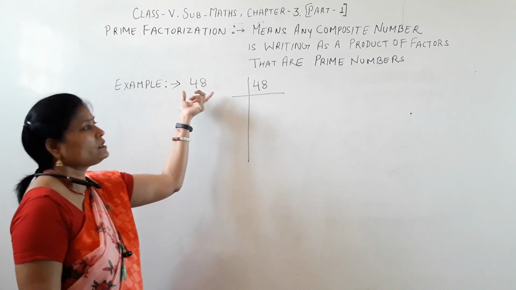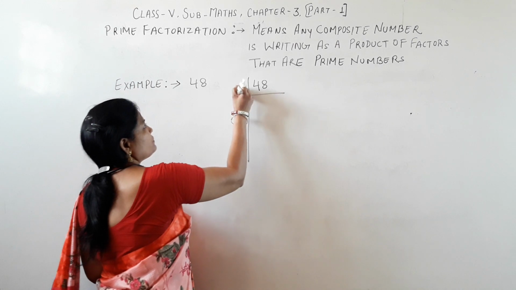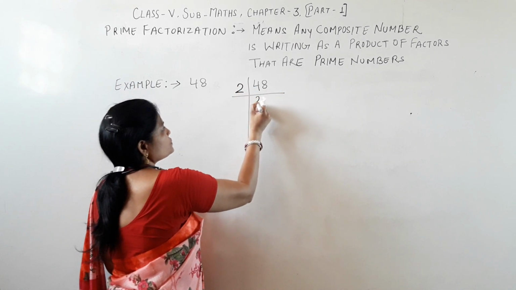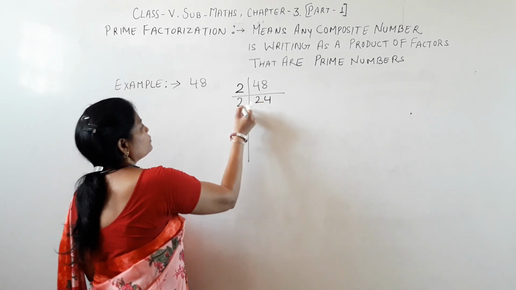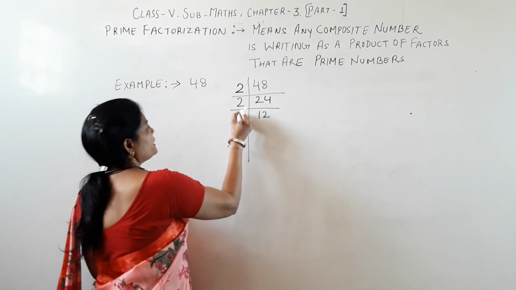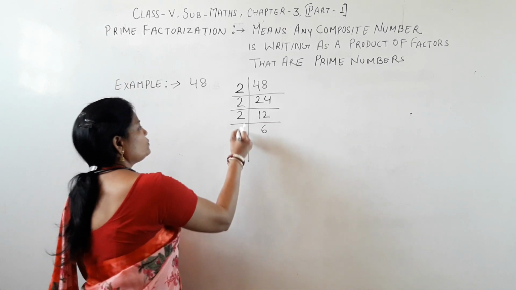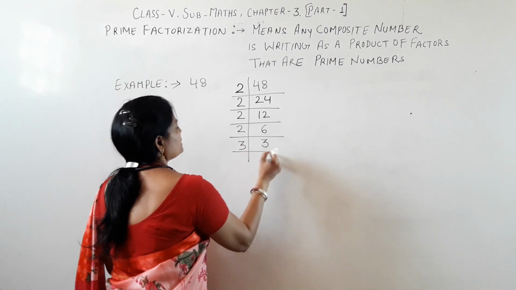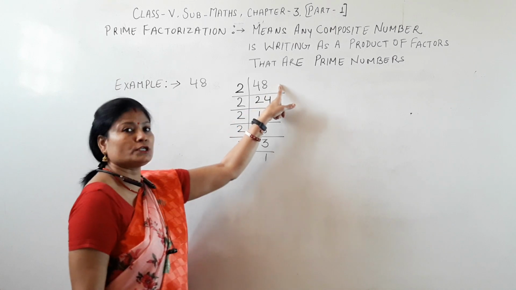If 48 is divided by 2, 2 is a prime number, so we will start with 2. If we divide 48 by 2, it goes 24 times, so 24 2s are 48. Again by 2, it goes 12 times. 12 2s are 24. Again by 2, it goes 6 times. Now 6, again 2: 2 3s are 6 and 3 1s are 3. See children, these numbers are called the factors of 48.